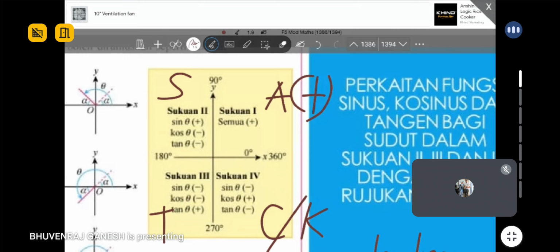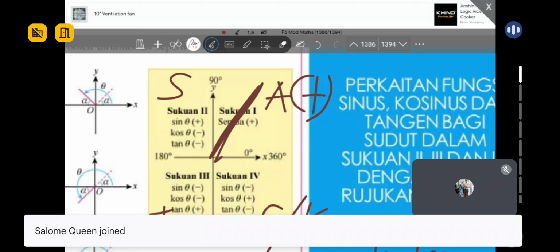Okay, that means any value of angle in this quadrant, you will get a positive value. Selalunya dapat positif. Tak percaya saya, kamu tekan calculator. Let's say kita pilih sudut 10. We choose the angle 10. Okay guys, press calculator and see.